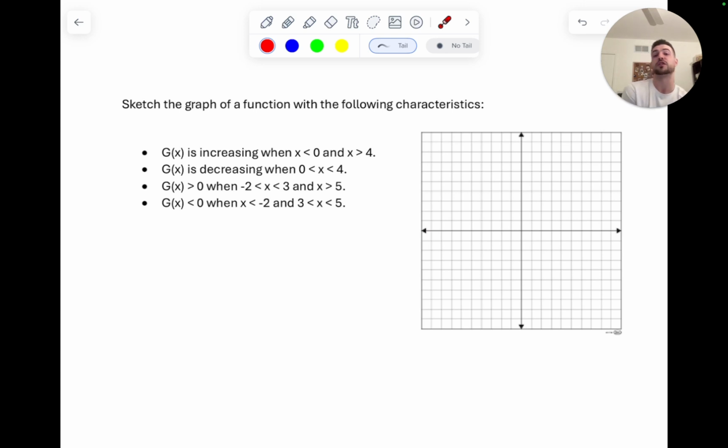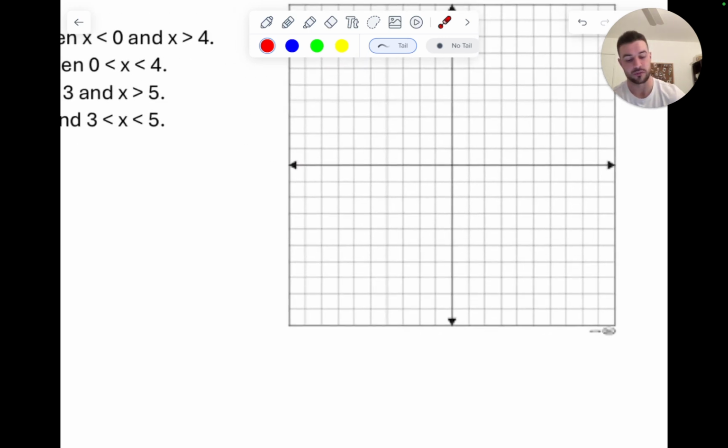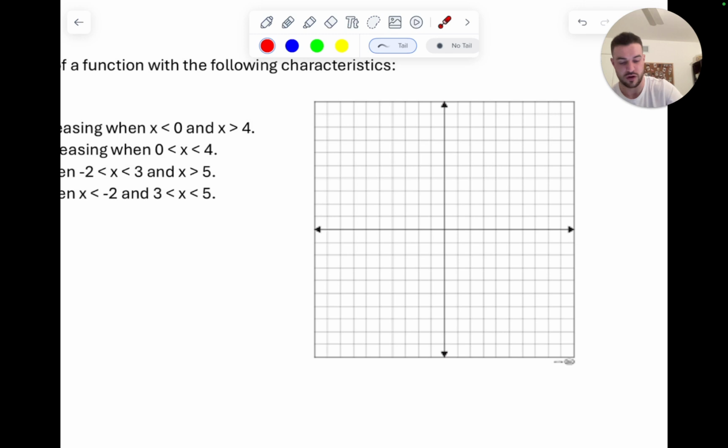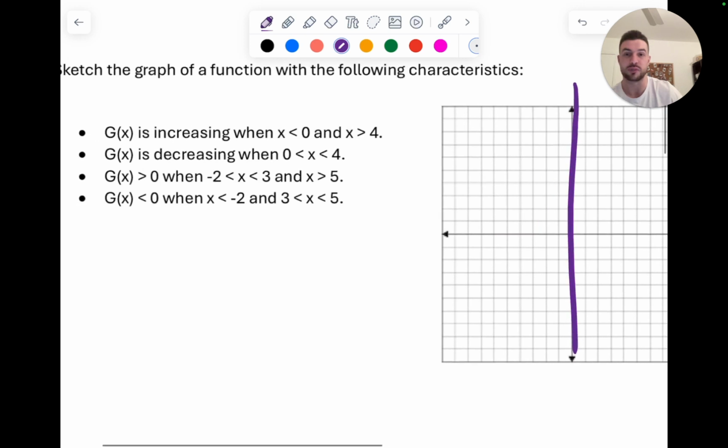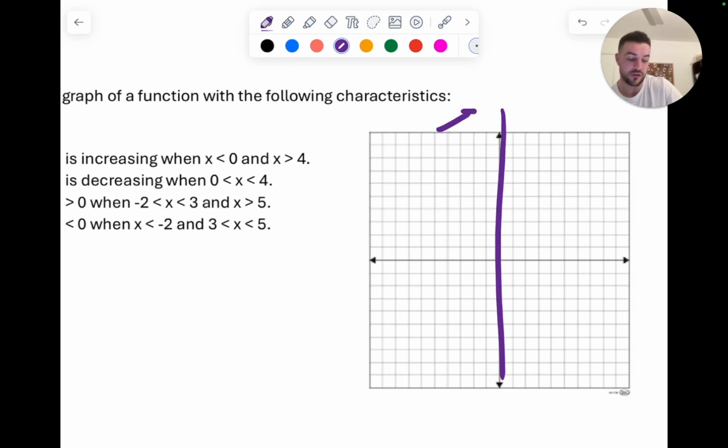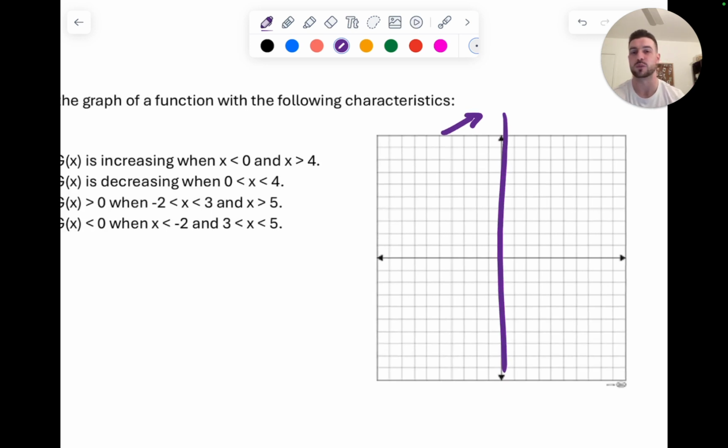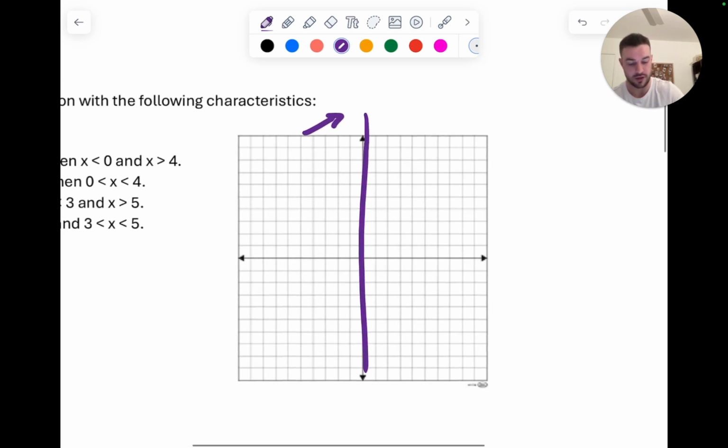So if we take a look, the first two key characteristics, it says g of x, so that's our function we're going to sketch, is increasing when x is less than 0. So just for now, I'm going to put a line here, and we should be increasing for all values less than 0. It's going up. All right, and then we're also going to increase for all x values greater than 4, which is right there.